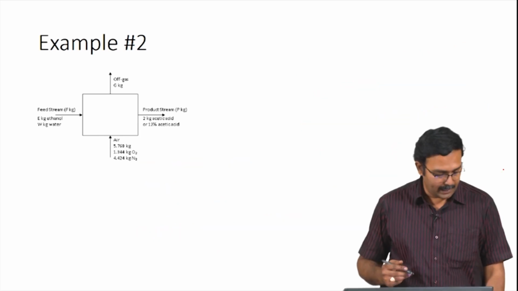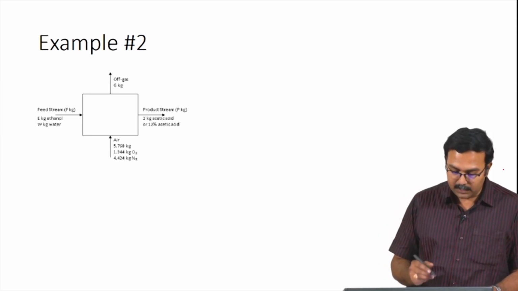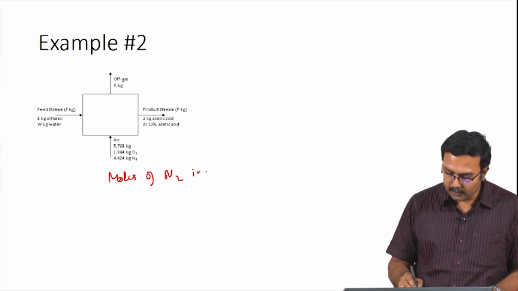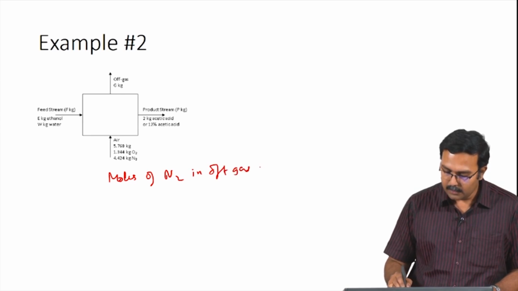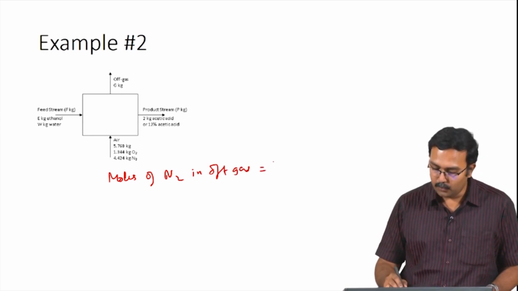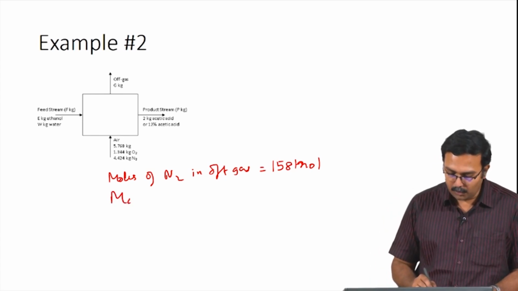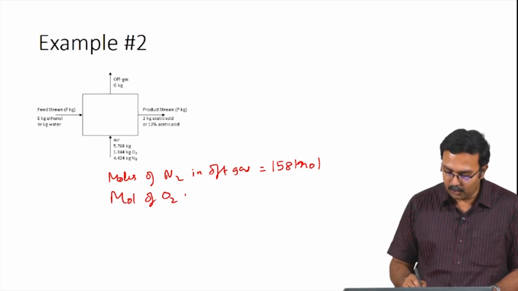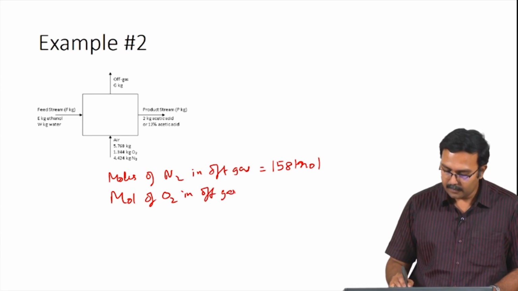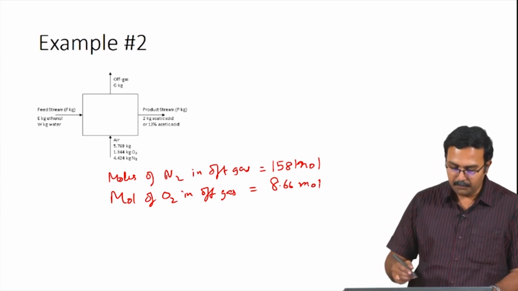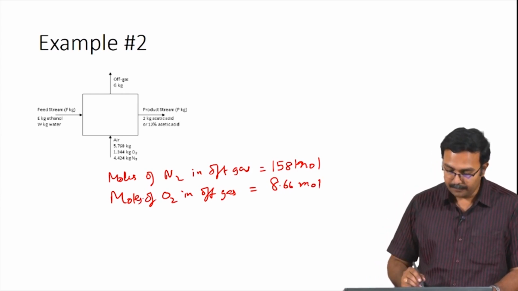So, what we can do for that is convert the mass of oxygen and nitrogen to the moles of nitrogen and oxygen. So, moles of nitrogen in the off gas would be equal to 158 moles, and moles of oxygen in the off gas is equal to 8.66 moles. You can perform these conversions to confirm these numbers.